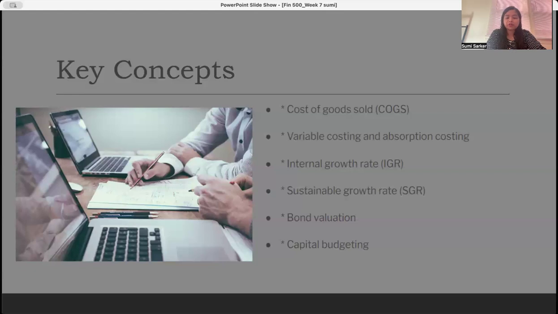For example, if I know that the bond yield is higher than the market rate, I may decide to invest in it. I also use capital budgeting data to help me make decisions about which projects to invest in. For example, if I know that a project has a positive net present value, NPV, I will approve it.